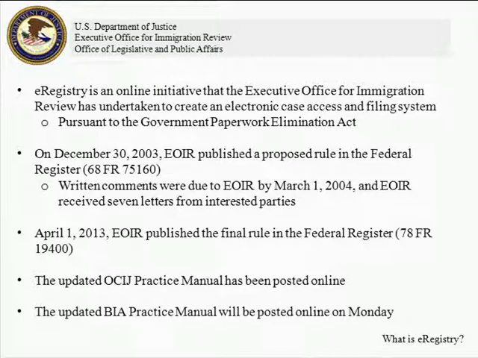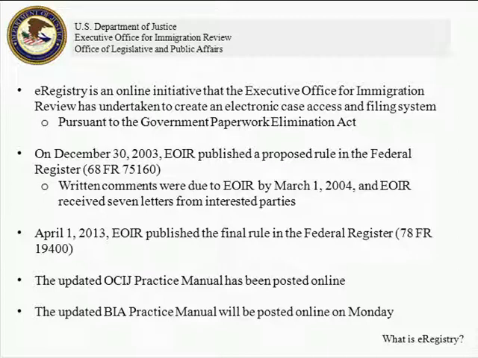Moving forward into most recent history, on April 1st, we published the final rule in the Federal Register, and we've received a few comments on that, which are undergoing review, but the comment period has in fact closed. Just so you know, the OCIJ practice manual has been updated and posted online, and the BIA will be doing the same with their updated manual on Monday.